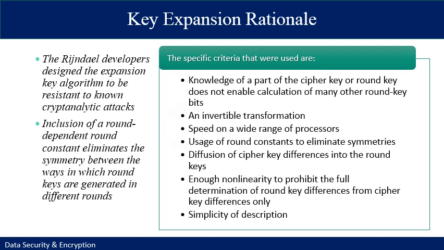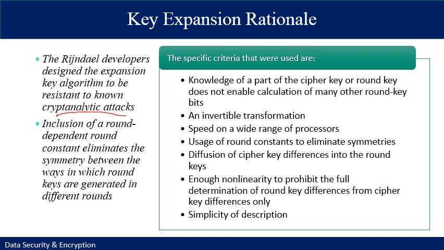The Rijndael developers designed the key expansion algorithm to be resistant to known cryptanalytic attacks. That means it is more resistant if the attacker is able to get some information of your cipher key and wants to guess the remaining information. The inclusion of the round-dependent round constant RC[j] eliminates the symmetry or similarity between the ways in which the round keys are generated in different rounds.